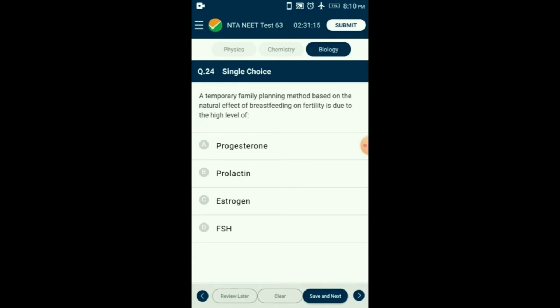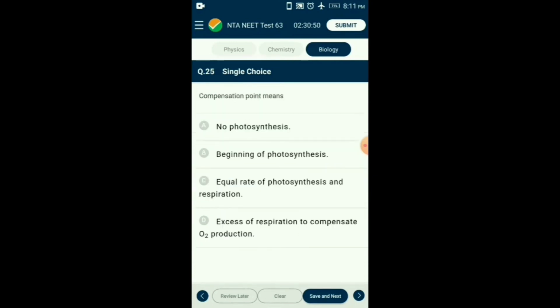Estrogen also helps regulate the menstrual cycle, controlling the growth of the uterine lining during the first part of the cycle, and also controls secondary sexual characters in females. Follicle stimulating hormone helps control the menstrual cycle and stimulates the growth of eggs in the ovaries. So the answer for this question is option B, prolactin. Question number 25.